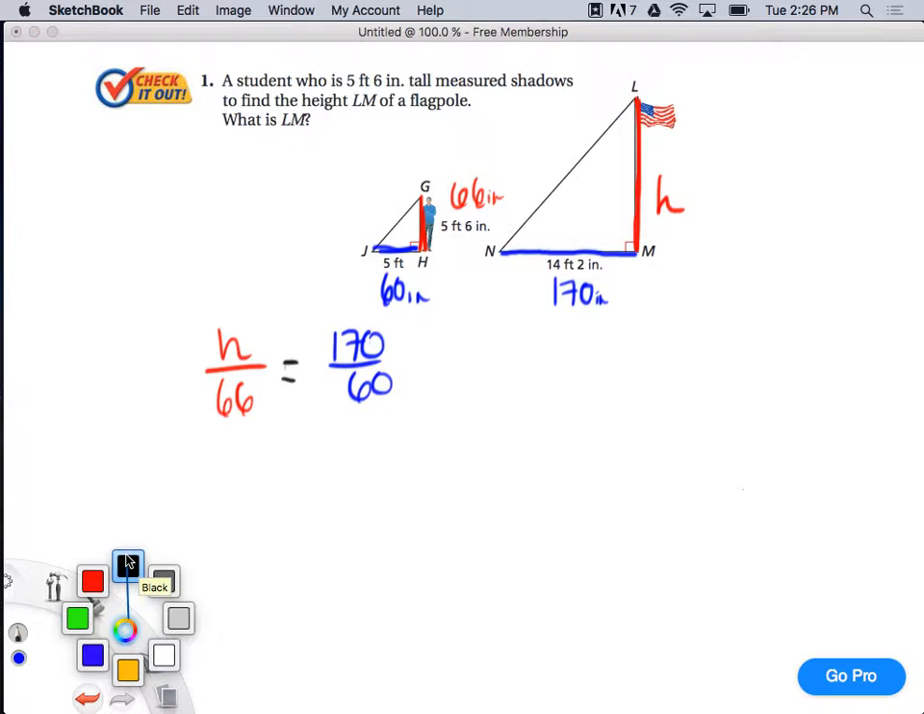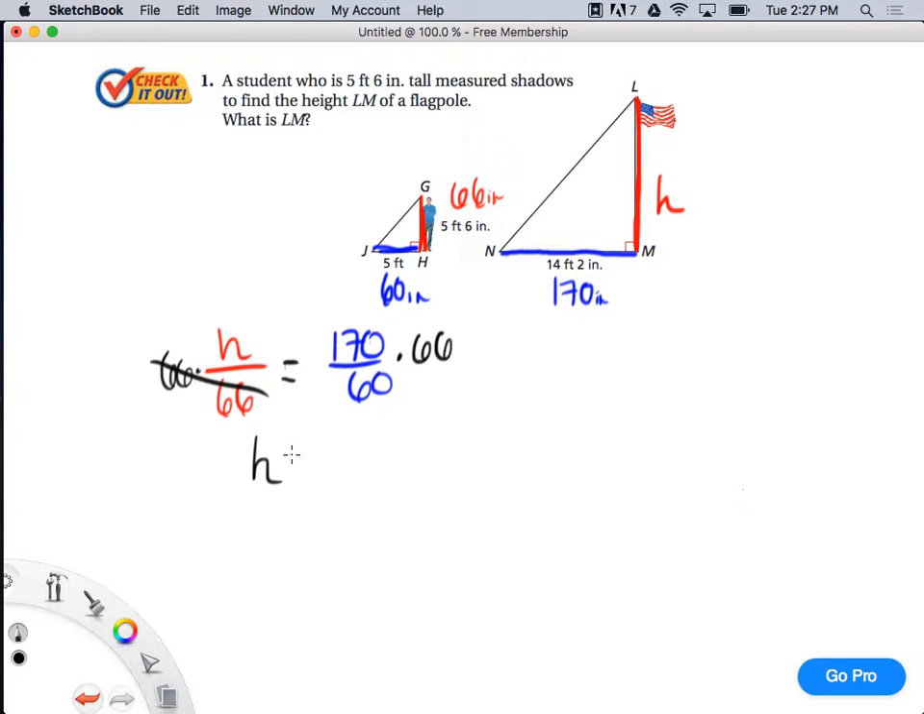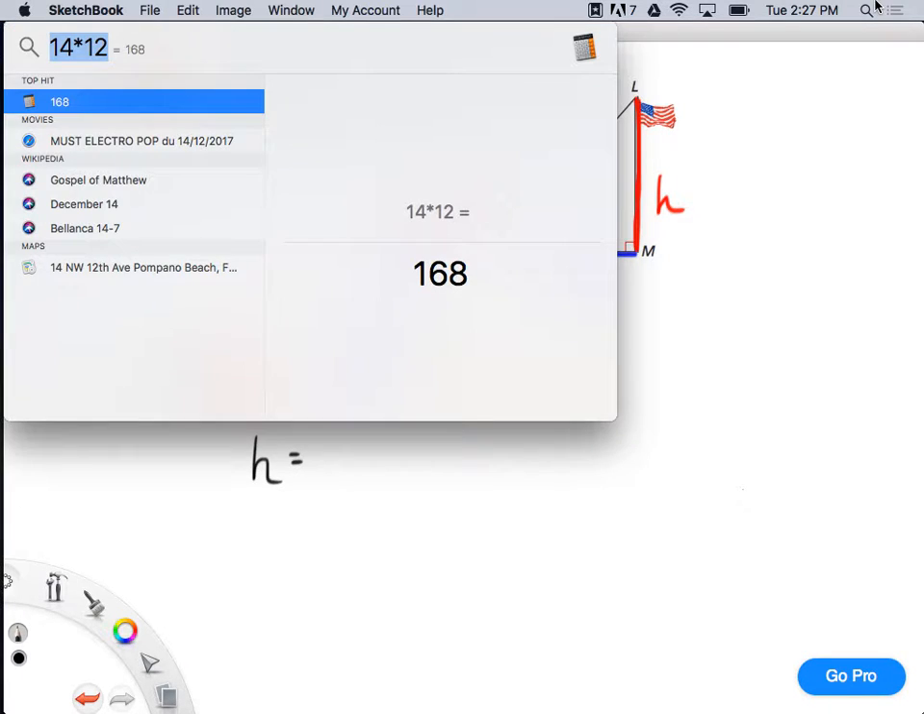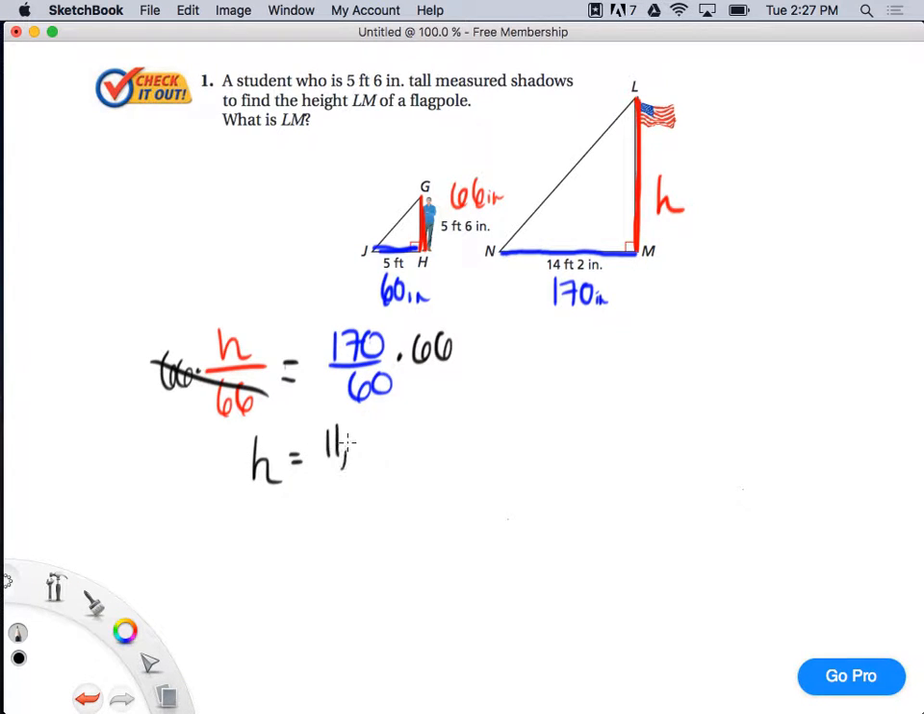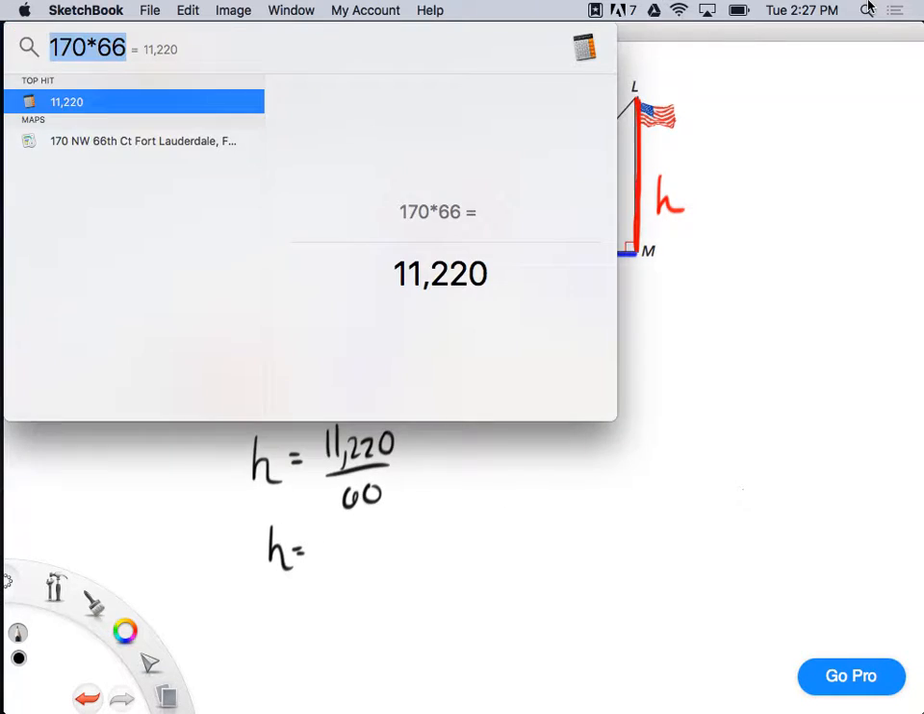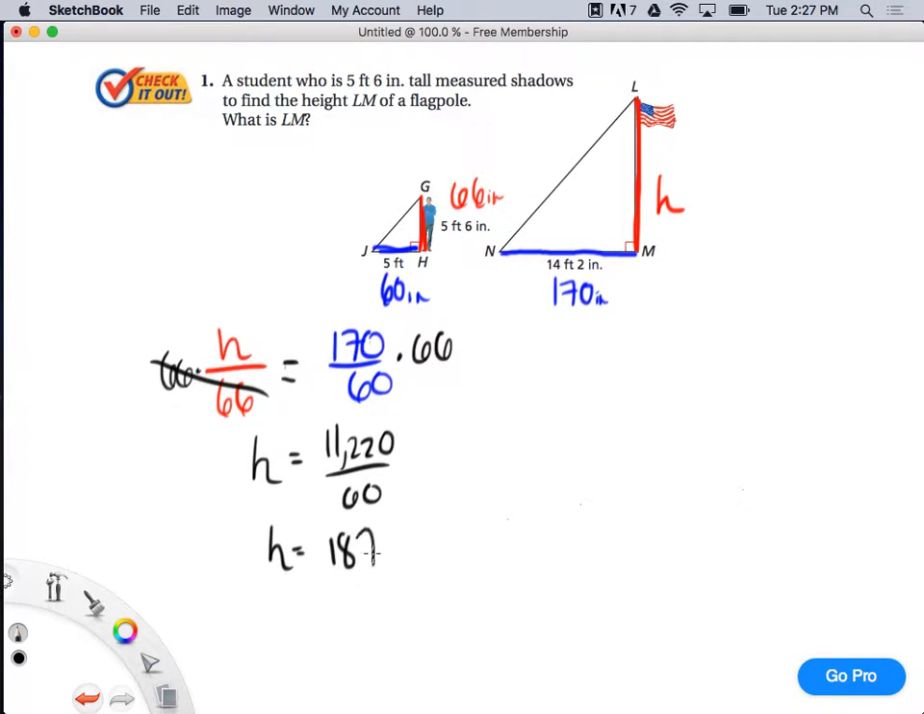Then there's a couple ways I can do this. The way that I do it is, if I have h on top, I just multiply by 66. You see? I could just multiply both sides by 66, and then that crosses out, and I get h equals 170 times 66, which is 11,220 over 60. So h equals, and then I divide that, and I get 187. So is that 187 feet or inches? Inches, that's right. I converted everything to inches.